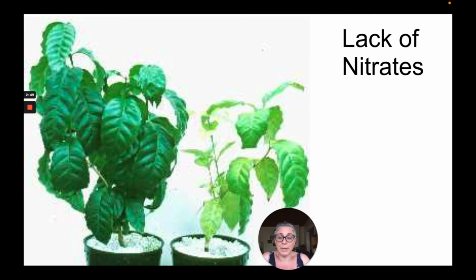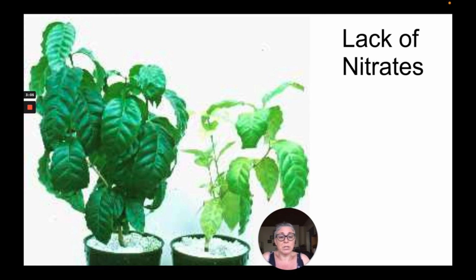So here we have two plants. You can see them. They're the same species of plant. One of them has many green leaves. They're large. The plant is tall. The other plant's leaves are not so green. They're sparse, and the plant seems to be a bit stunted in growth.